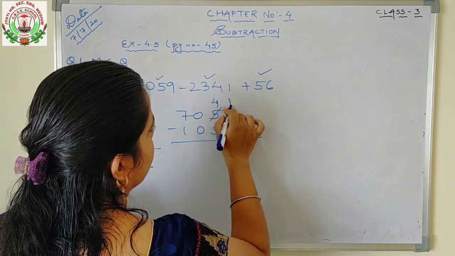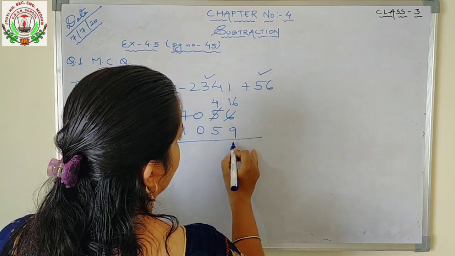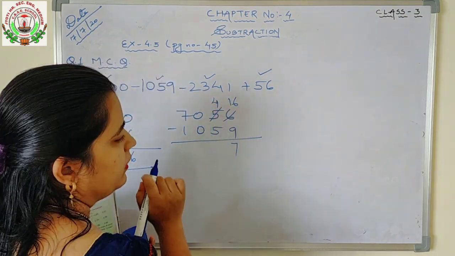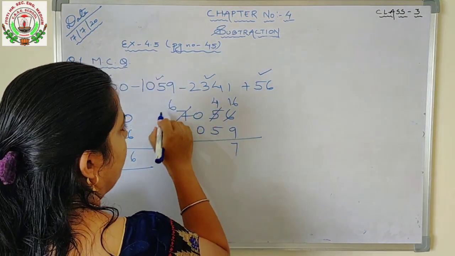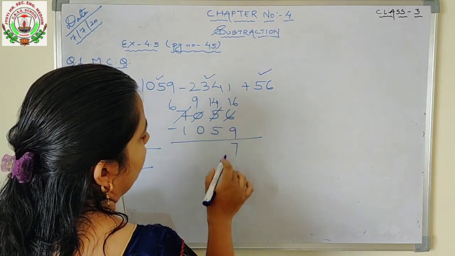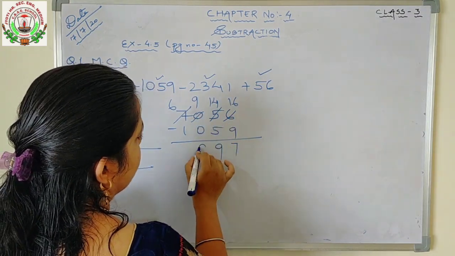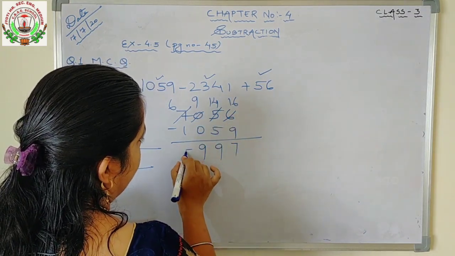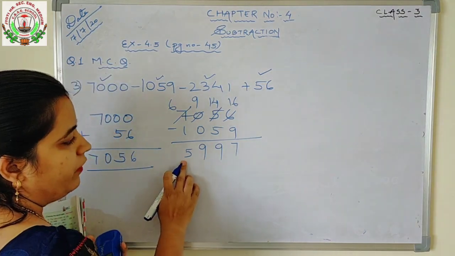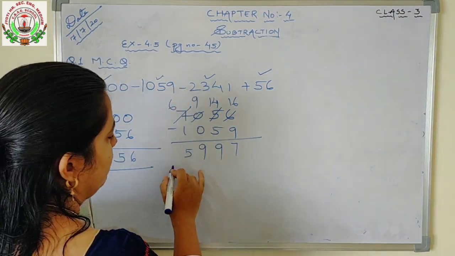From 6 we can't subtract 9, so we will take a carry from here. It will become 4. This will become 16. 16 minus 9 is 7. 4 minus 5 is not possible. Again we have to take a carry from here. This will become 6, 9 and 14. 14 minus 5 is 9. 9 minus 0 is 9. 6 minus 1 is 5. So what we got? 5997.